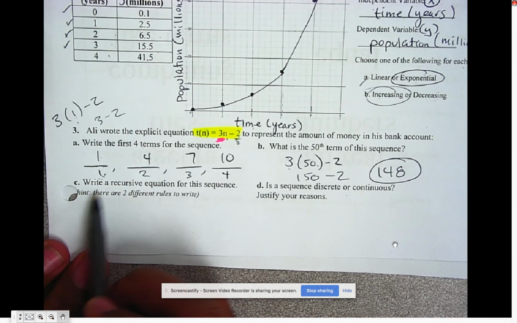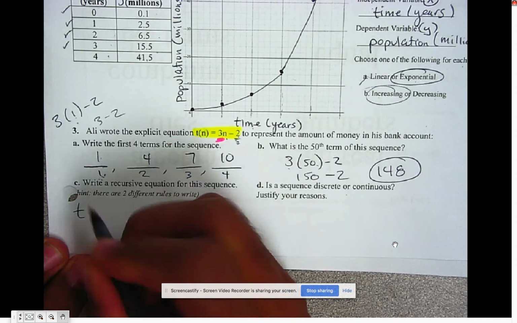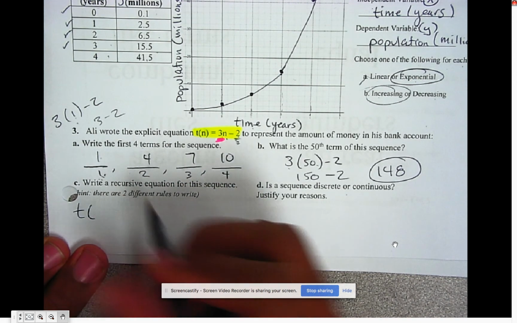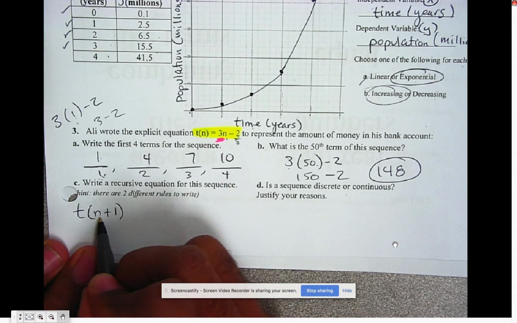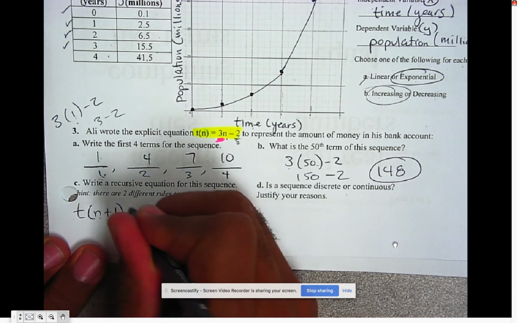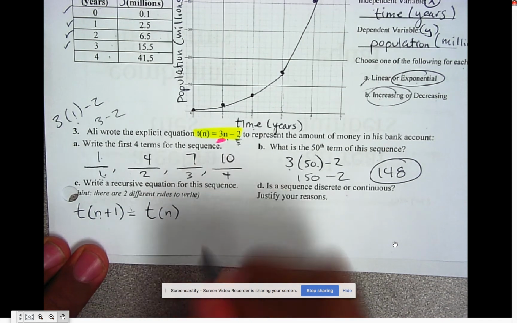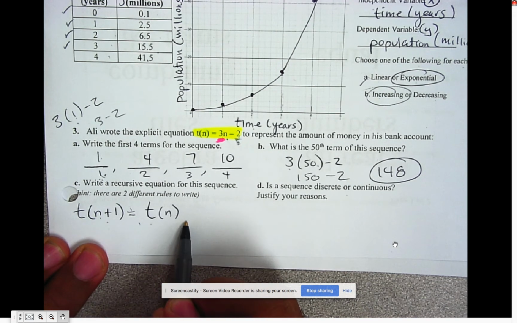Okay? Now write a recursive equation for the sequence. Well, now remember, recursive means that you need to know the number before. Okay, so when we write this, we actually write n plus 1 here. What that means is we're looking for the term after the one that you have right now. So I'm going to start with a term right now. So all these recursive equations are going to do t of n plus 1 equals t of n.